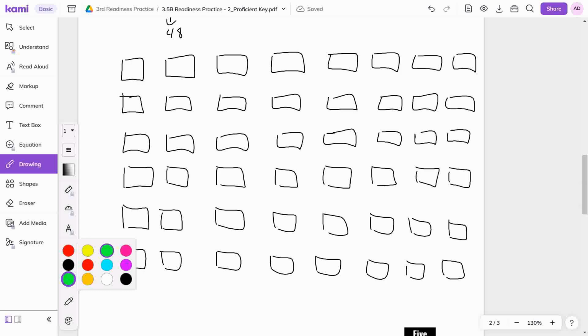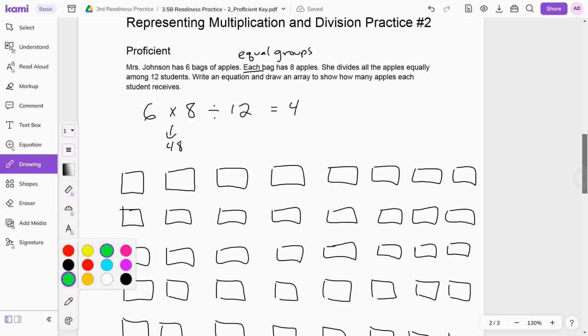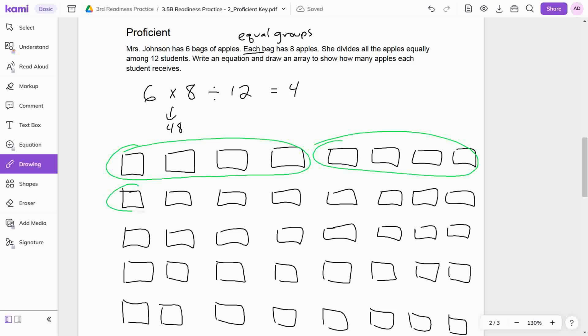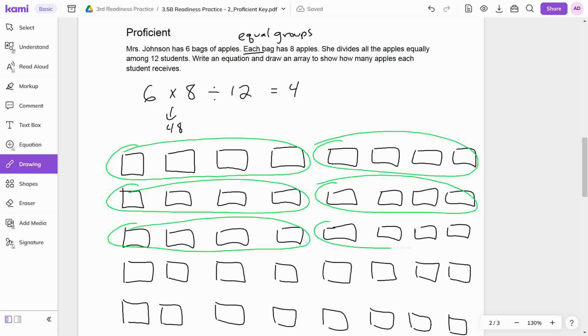And since there are 6 rows or 6 bags, I can take each bag and split it in half. Half goes to one student, half goes to the other. That would give me 12. So I could show it like this. I can show that first bag gets split in half, 4 students each. The second row gets split in half, or 4 apples each.